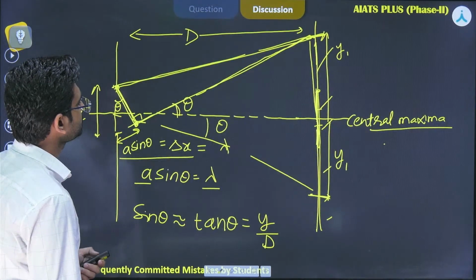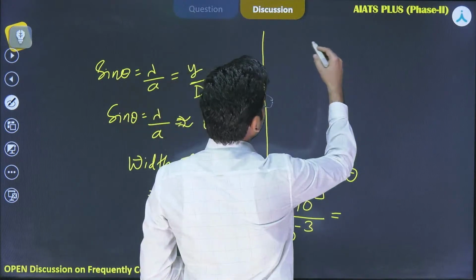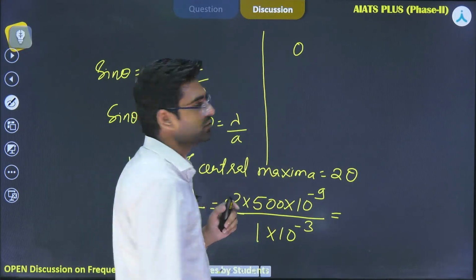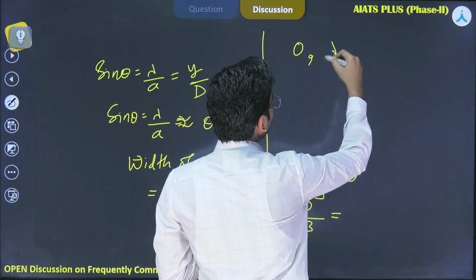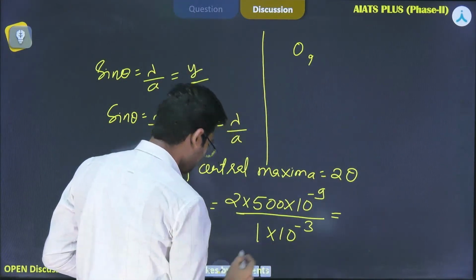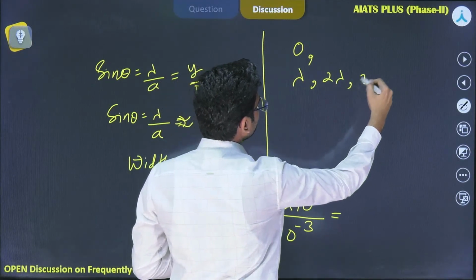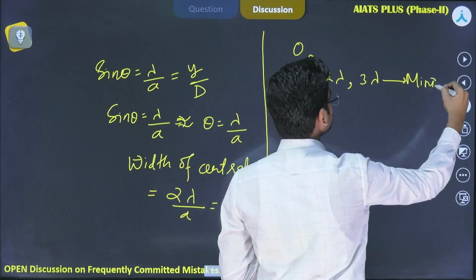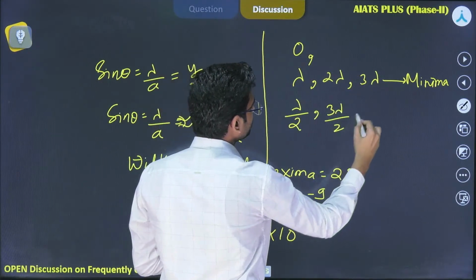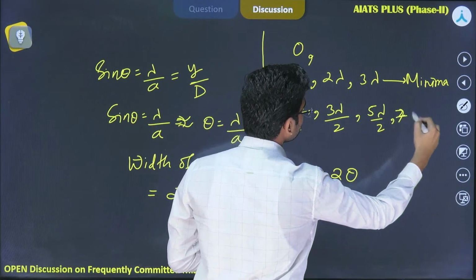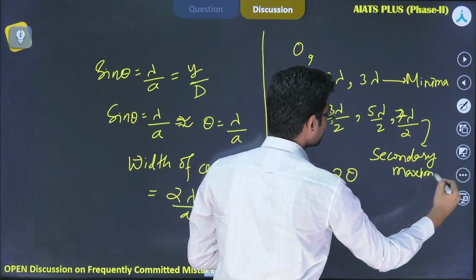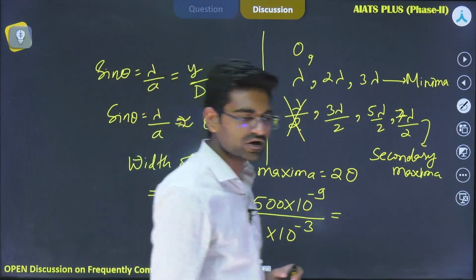In case of this diffraction, there is a pattern. For 0, delta x equal to 0, or the path difference is 0, we will get central maxima. Then for lambda, 2 lambda, 3 lambda, these are for minima. You have to skip this lambda by 2 here. 3 lambda by 2, 5 lambda by 2, 7 lambda by 2, these are for secondary maxima. For lambda by 2, we will get nothing.